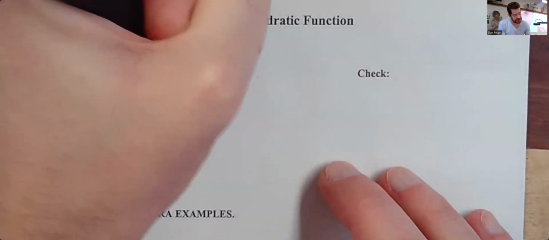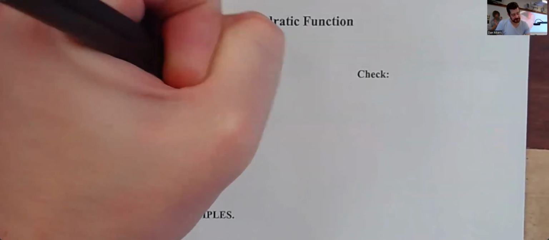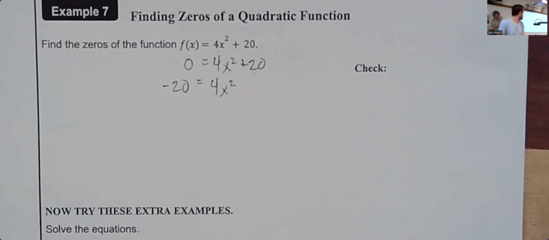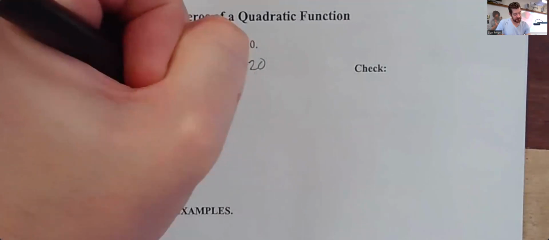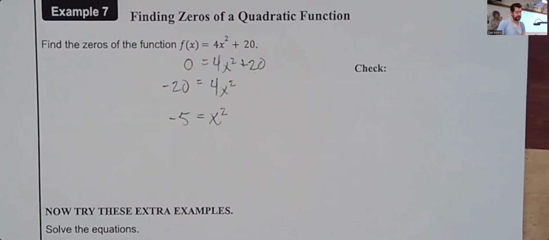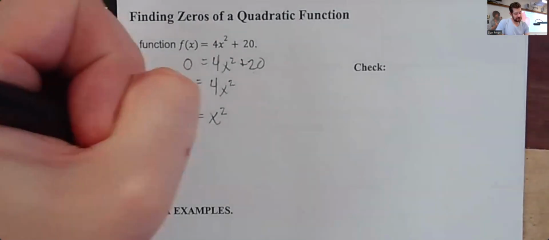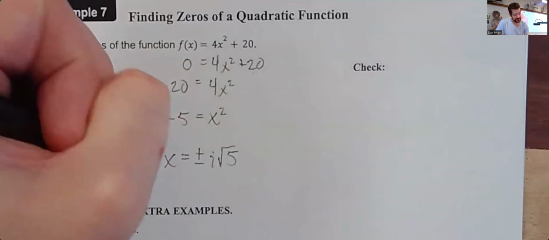equals 4x squared plus 20. And then we'll just go ahead and go through our equation solving process. So we'll subtract 20 from both sides. So that would be negative 20 equals 4x squared. Divide both sides by 4. So that would be negative 5 equals x squared. So x will equal positive and negative i root 5.